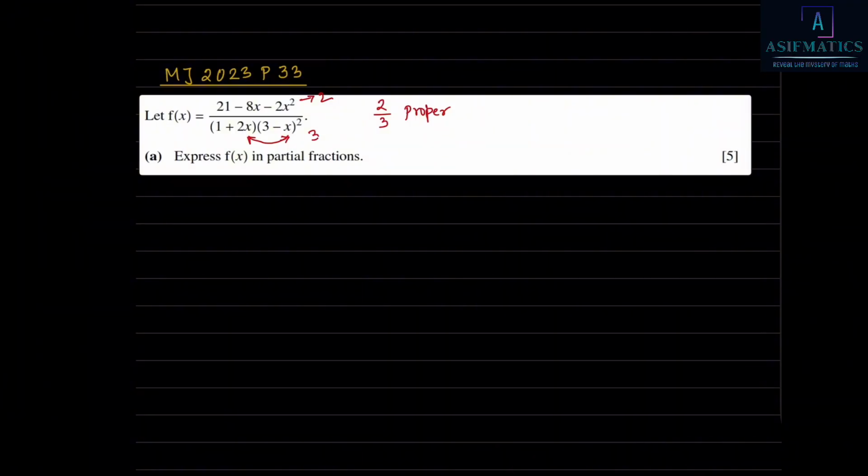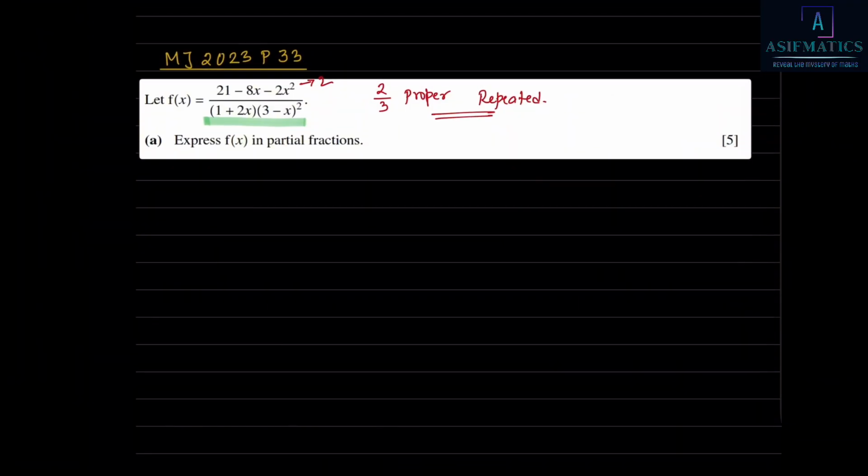Is it a linear form, repeated, or quadratic form? In that case, we just need to see the denominator. Here we have two factors in the denominator, and one factor is within the whole square situation. If any one or both factors are in whole square form, it means this is a repeated form. So this is proper as well as repeated. For the proper and repeated case, we will apply the formula according to the situation.